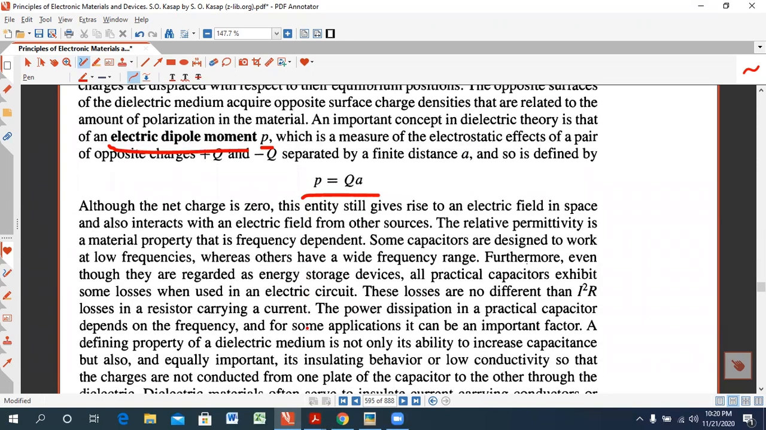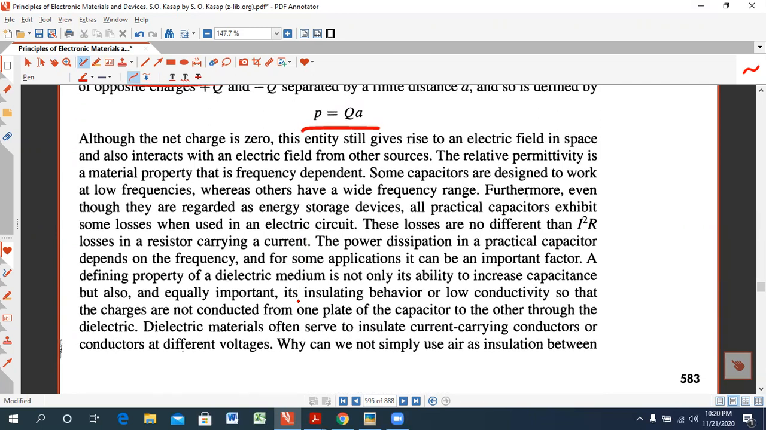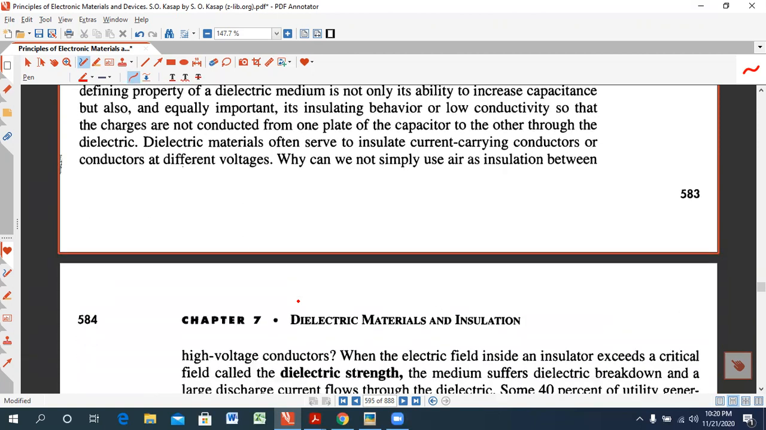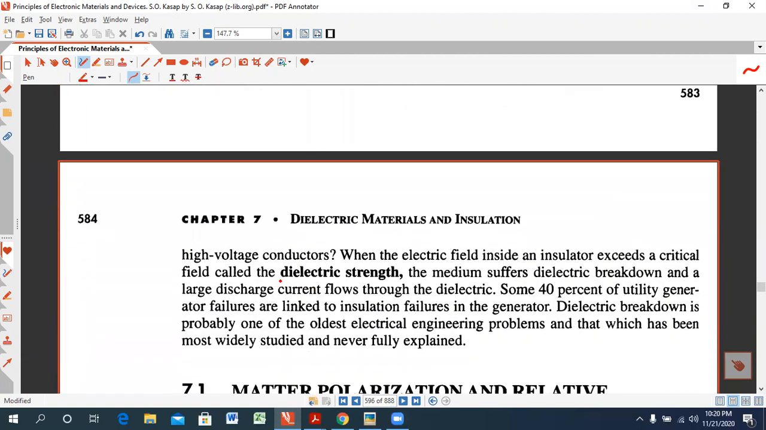Now, this electric dipole moment depends on the medium between these two plates and the distance between them. There is another term, the dielectric strength. Whenever the electric field inside an insulator exceeds the critical field, that is known as the dielectric strength.